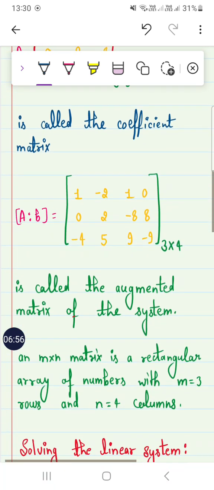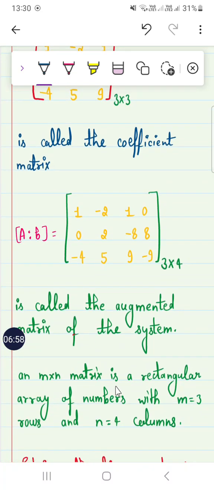Now, an M cross N matrix is a rectangular array of numbers with M equal to 3 rows and N equal to 4 columns. Now, what is the number of rows in this? First row, second row, third row. So the number of rows is represented here. The number of rows is 3 and the number of columns is 4. How? 1, 2, 3, 4. The number of columns is 4.